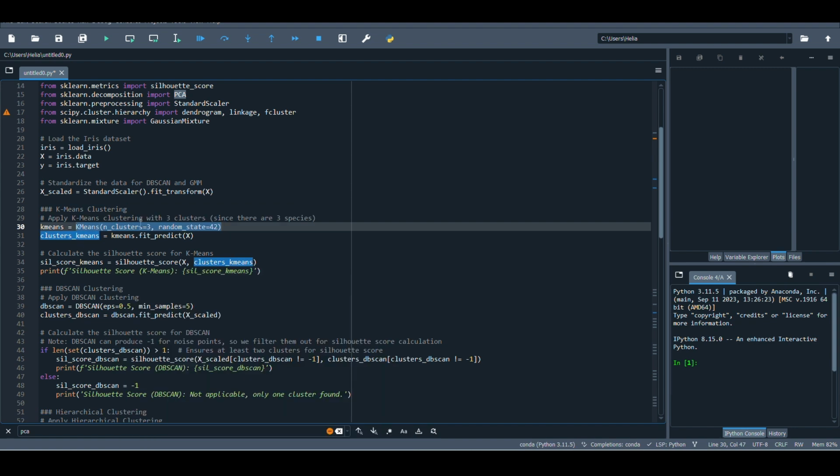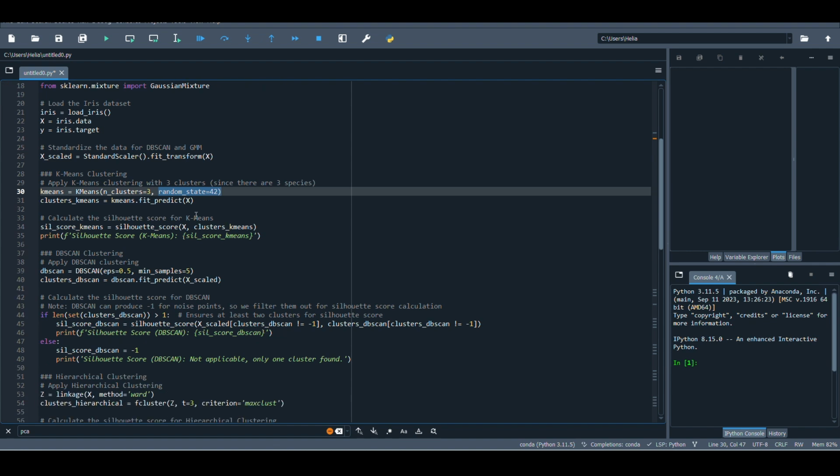The first clustering that we're going to examine is k-means. We said there are 3 clusters, so we're just going to pass 3 clusters. You can make it more or less if you want. There is something here that is called random_state. You want to make sure that every time you run your code, you get the same result. In order to get the same result every time, you have to set random_state, and you can set it to any number.